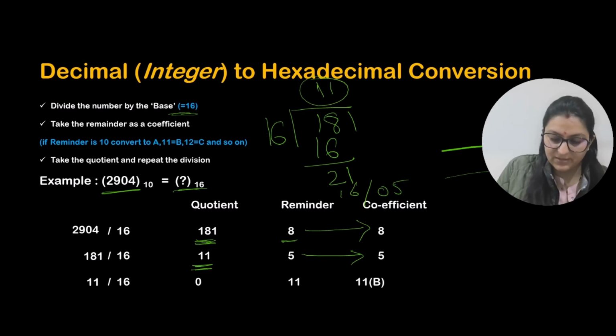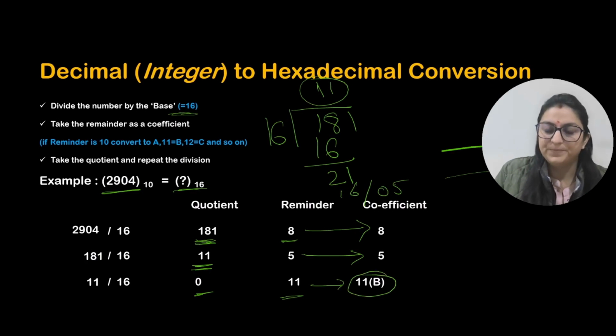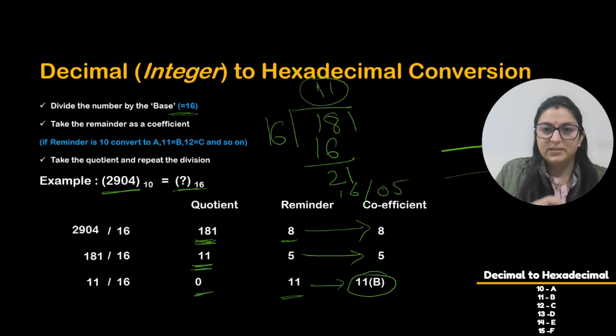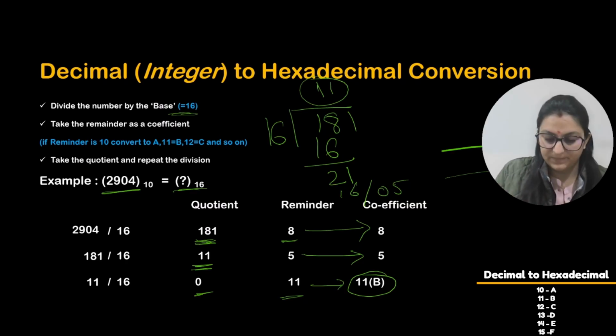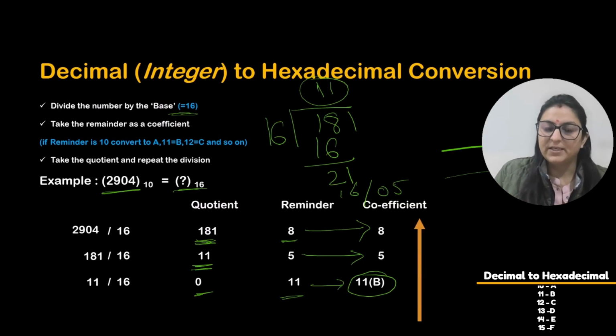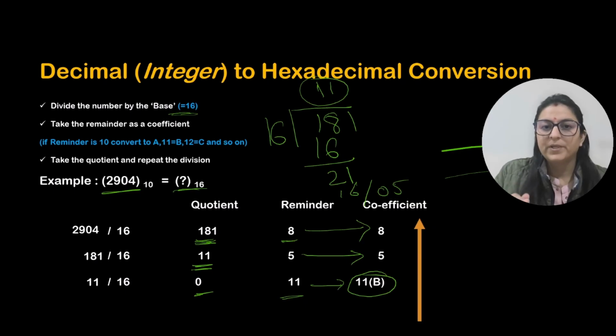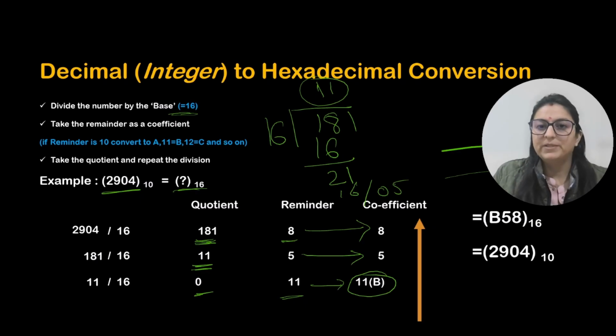11 by 16, we will get 0 quotient and 11 remainder. Here 11 is converted into B. This conversion you have to remember: 10 is A, 11 is B, 12 is C, and F is 15, just like that. Again here the same rule, from bottom to up. So B58 is the hexa number to represent this decimal. Using this one rule, you can do all these three conversions.